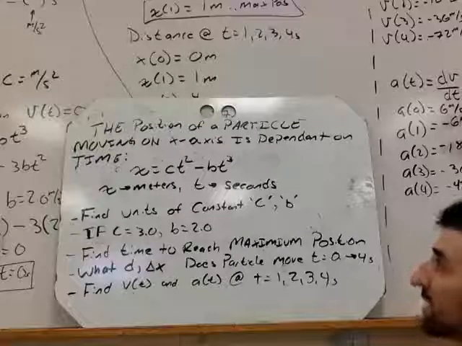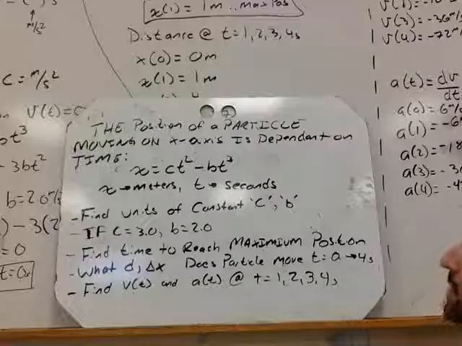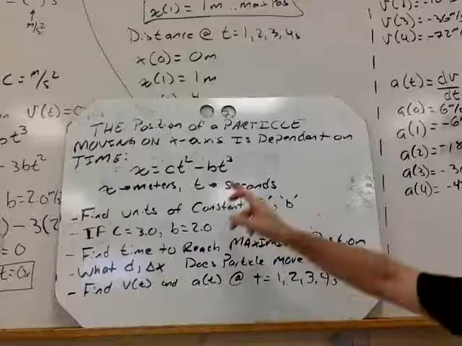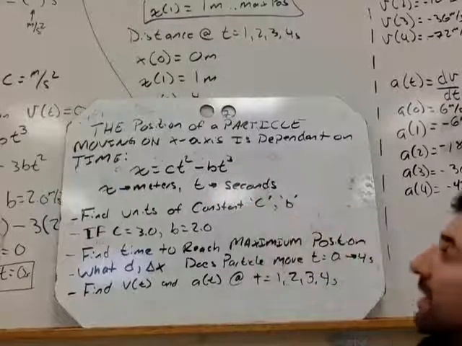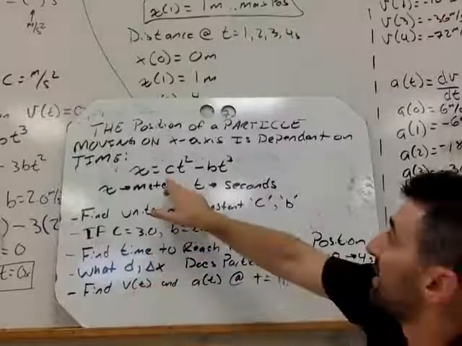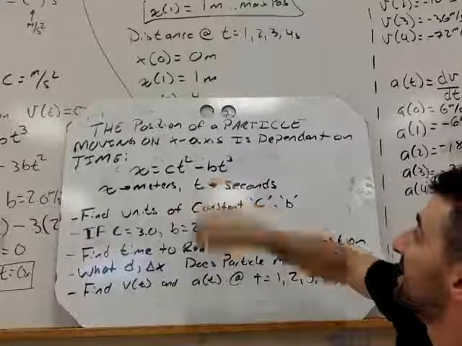Okay, for my second example, here we have just some calculus with some kinematics. The position of a particle moving on the x-axis is dependent on time by this equation. They tell us that x is in meters and t is in seconds.